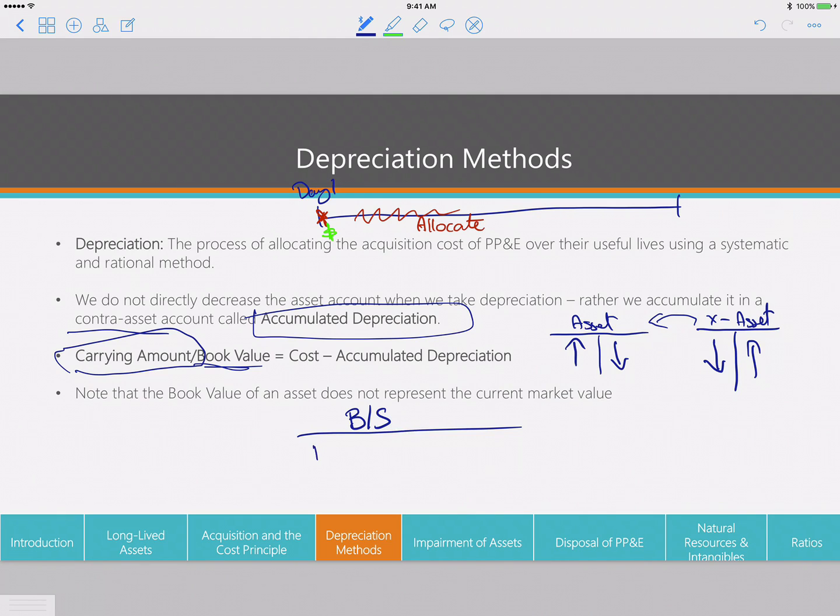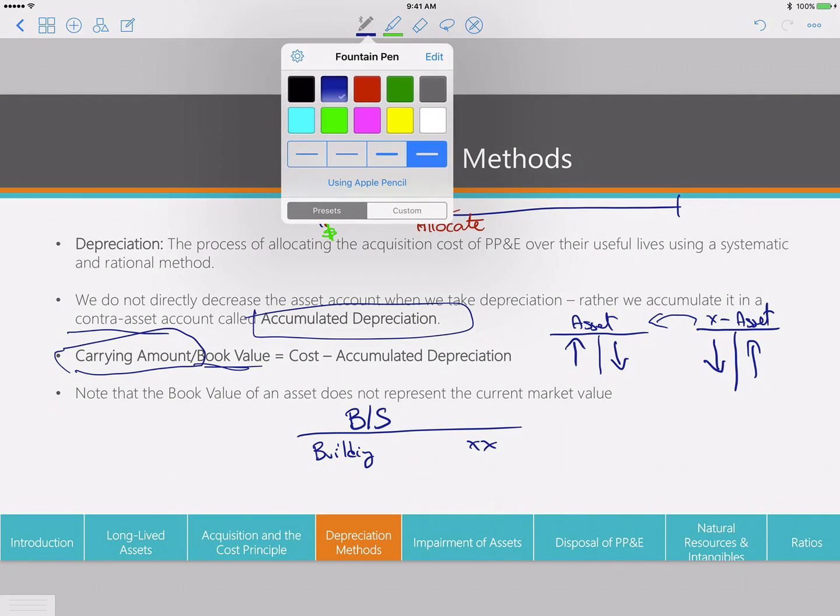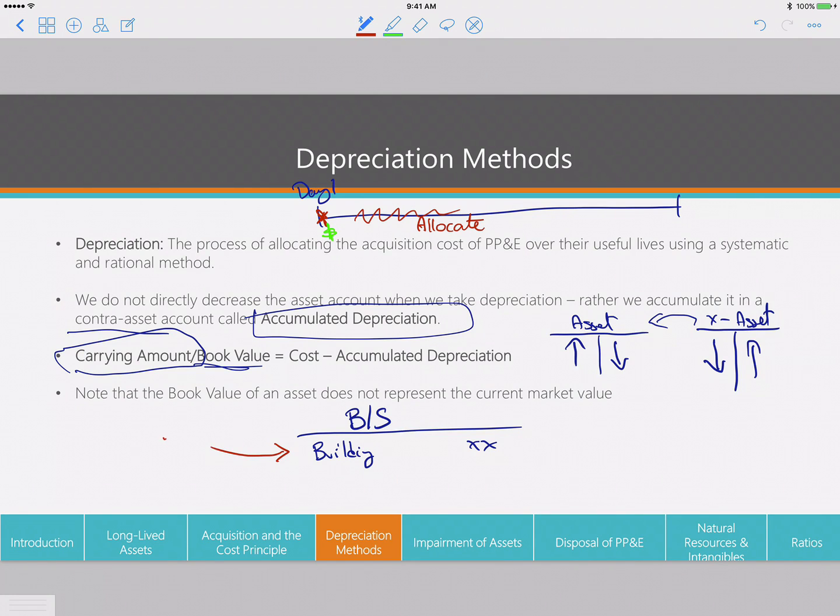So for example, if we had a building, we would show the building at cost. We would then write less accumulated depreciation, and we would then put the net amount for the building. And this is the carrying amount.